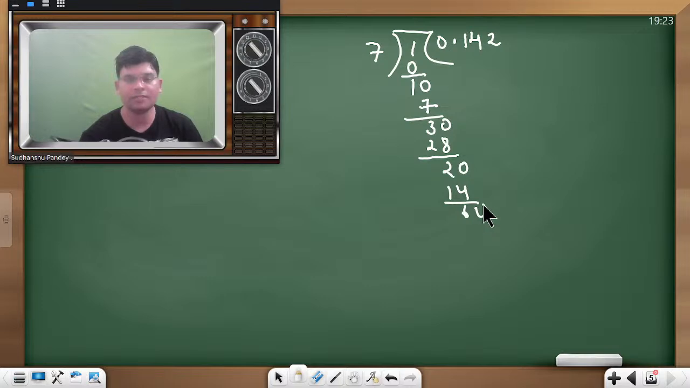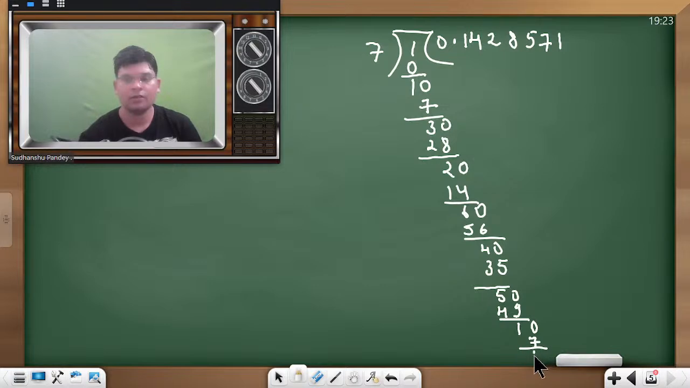This will become 6. 60. 7 into 8 is 56. 40. 7 into 5 is 35. Then 50. 7 into 7 is 49. Then 1. Again it will become 10. 7 into 1 is 7. Then you can see again it will become 30. Can you see that? And it keeps on repeating.